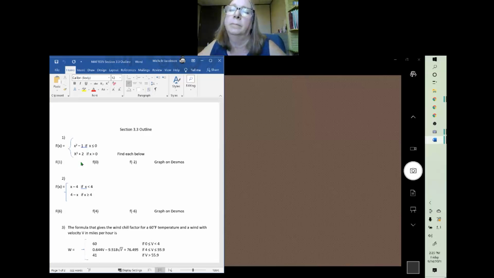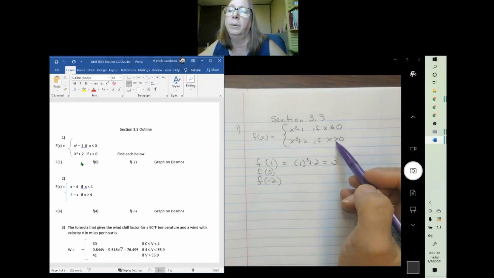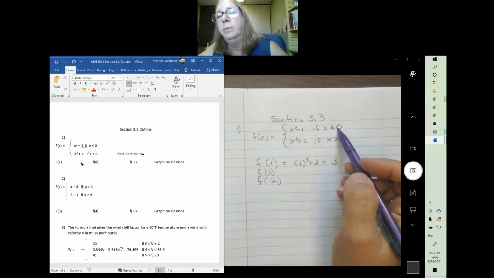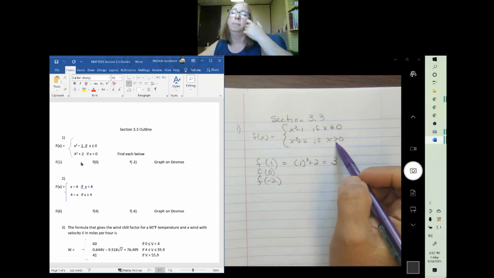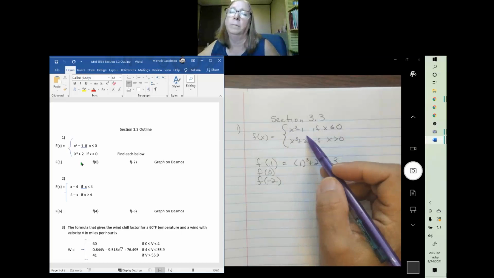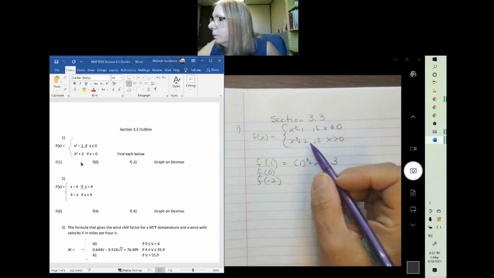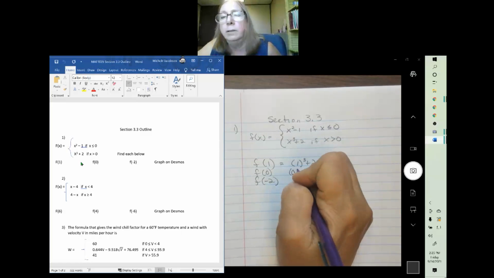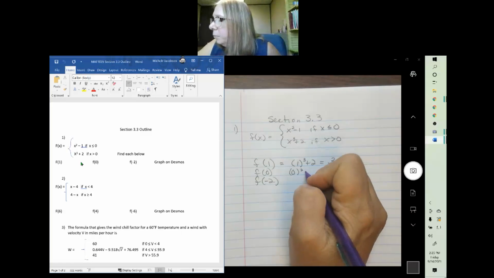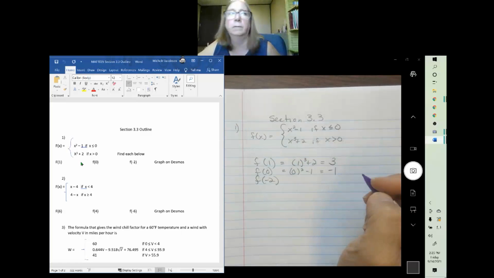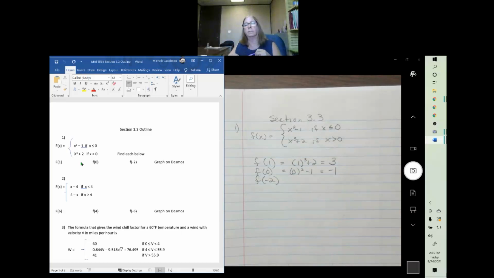For the 0, when we look at both of these, notice this one has the equal to. That means including 0, where this one does not. So we're using the top row. When we plug in 0, we get 0 squared minus 1, which gives us negative 1. Any questions?